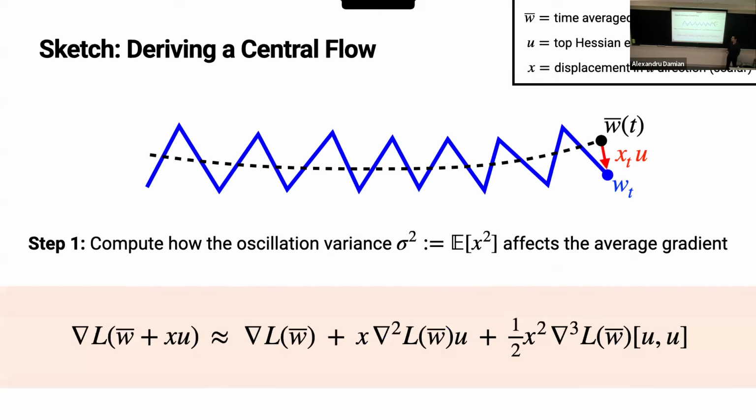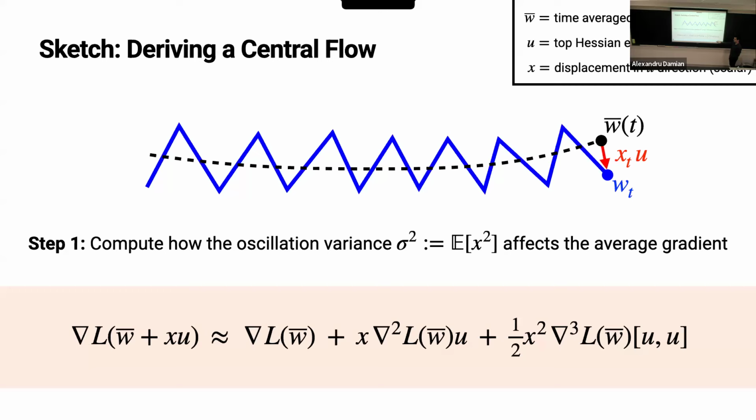So if I start by Taylor expanding the loss, I'm looking at the gradient at W bar plus x u, so the gradient at W_t. And I can just Taylor expand this in x, and I'm going to get this power series, where the first term is going to be the gradient at W bar. The second term is going to be an oscillation term, which is essentially just going to tell me I'm oscillating up and down. And then the third term is going to be something different.